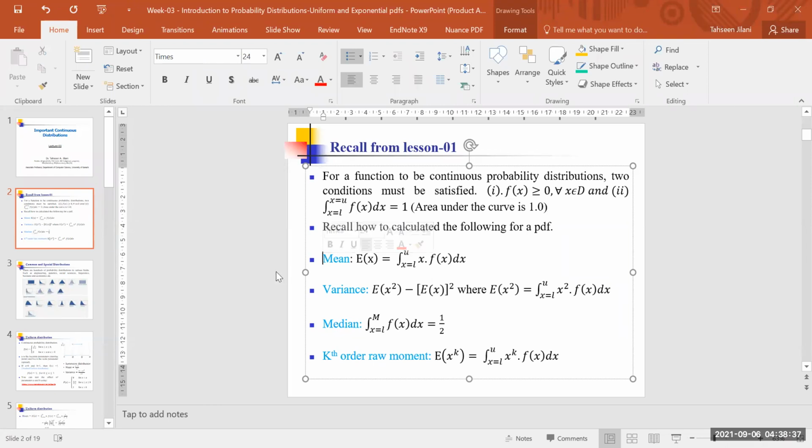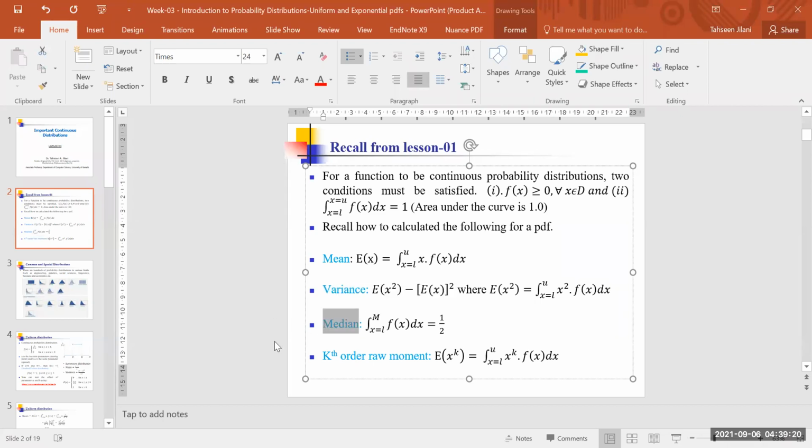We also studied how to calculate the mean in lesson 1. The expected value of x is the mean. We integrate from x equal to L to U, where L is the lower limit and U is the upper limit, x times f(x) dx. For the variance, we have to calculate the expectation of x squared, which is simply putting x squared in the integral. This is the variance term. And you know the standard deviation is simply the square root of variance, so we can find the standard deviation as well. We will need standard deviation terms in our next lesson next week.